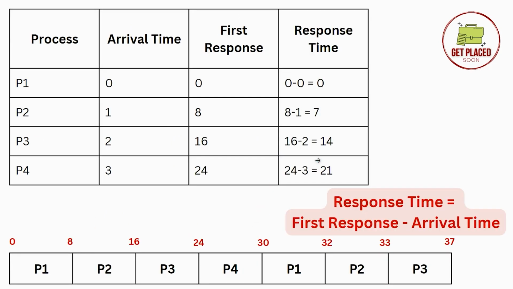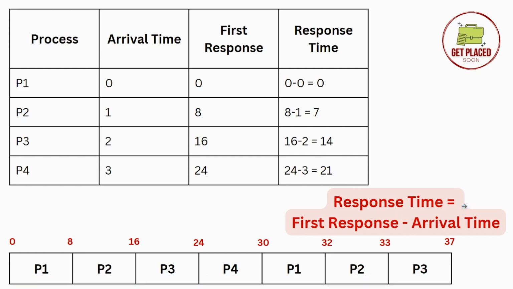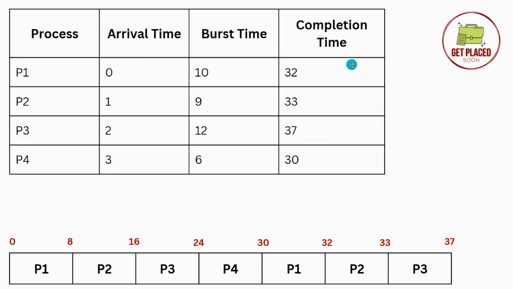With the help of first response, we can calculate the response time. The formula for response time is first response minus arrival time. So here you can see for the response time, first response minus arrival time: 0 minus 0 is 0, 8 minus 1 is 7, 16 minus 2 is 14, 24 minus 3 is 21. This is how we calculate the response time. In case you need to calculate the average response time, you just need to add all these 4 and divide by 4.